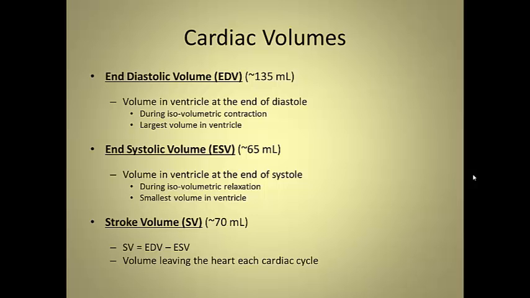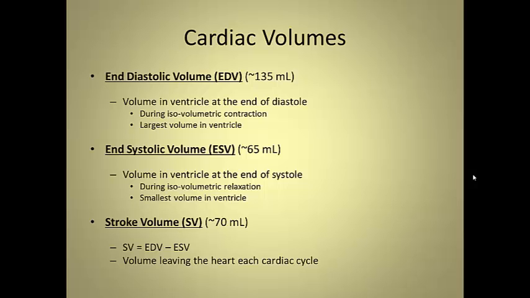So first off, end diastolic volume, or EDV, is, remember, the volume in the ventricle at the end of diastole. So this is all of the blood that is in the ventricle when it starts contracting, or during that isovolumetric contraction. Because all the valves are closed, there's going to be no change in volume, so it'll be the largest volume of blood we see in the ventricles, and that's going to be about 135 milliliters.